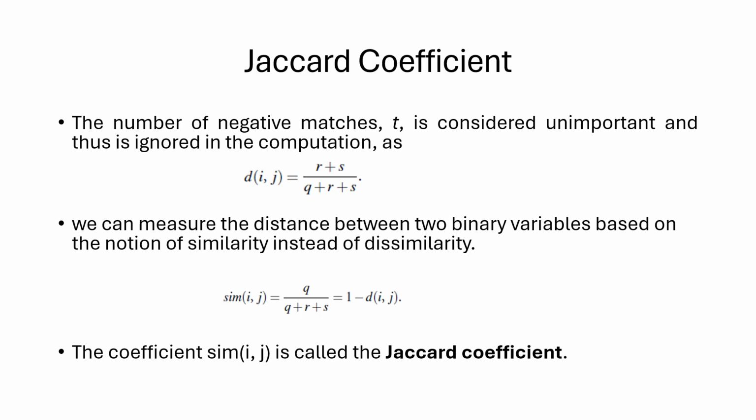Now let's see the example, as we have already seen the Jaccard coefficient. The dissimilarity is r plus s divided by q plus r plus s. Can you say whether this formula is for symmetric or asymmetric? This is for asymmetric. Through this dissimilarity function, we will find the Jaccard coefficient, which is nothing but 1 minus the dissimilarity of the asymmetric. So this coefficient, the similarity of i comma j, is considered to be the Jaccard coefficient.